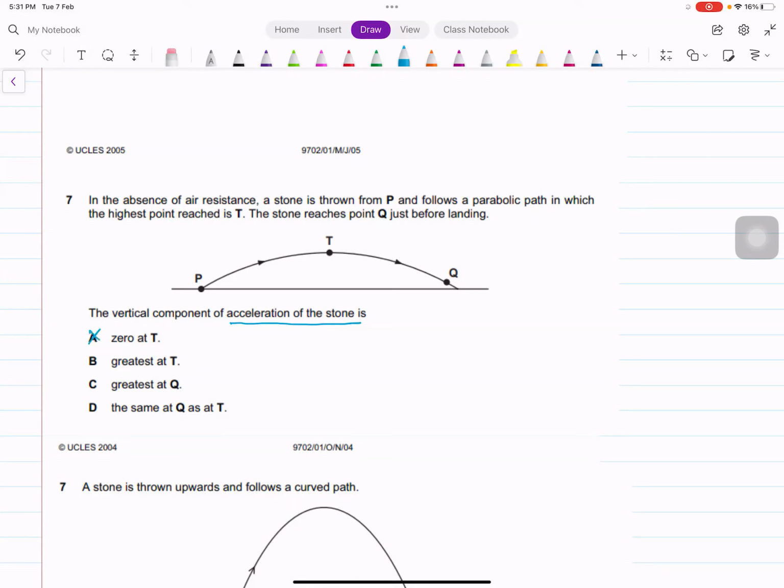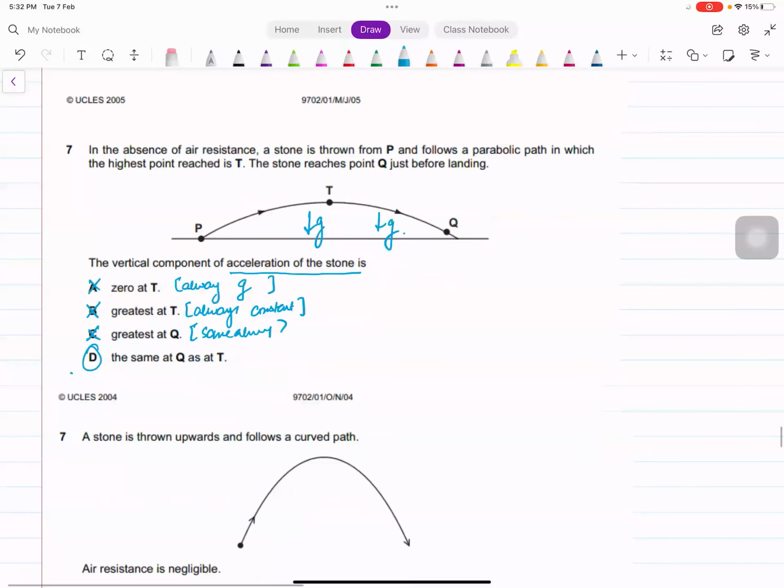It cannot be 0. It is always 9.81, or depends on g, wherever it is known. So always g. Is it greatest at T? No, it is always constant. And greatest at Q? No, same, always. Same at Q and T, and that is correct. Is that clear, everyone? So it doesn't change, it's always down no matter where it is, and it has the same value.